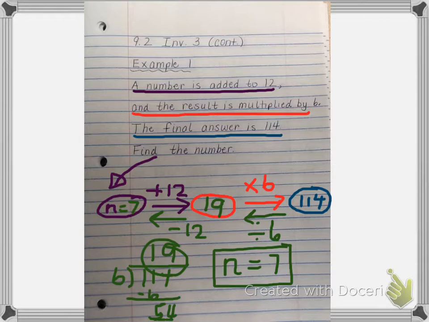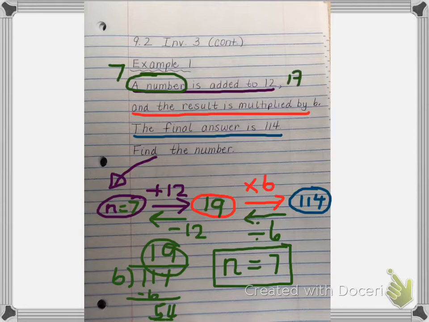The best way to check this solution at this point is to go back in the original problem and see if it works. So now let's go back and read it again, but instead of saying a number, we'll say 7. So let's go back up here. A number. We're going to say 7 instead. 7 is added to 12. That gives me 19.